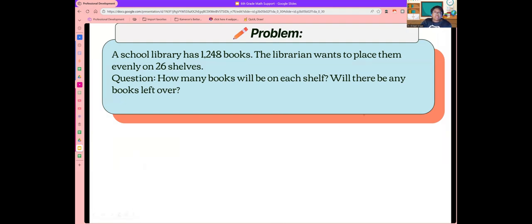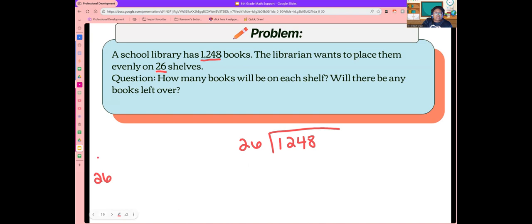Well, first, let's get this set up. We know that the school library has 1,248 books, and they're being divided evenly onto 26 shelves. So that means the books are being divided by the shelves. In this case, 1,248 is being divided by 26. So we know 26 cannot go into 1, it cannot go into 12, it can go into 124. How many times? Let's see.